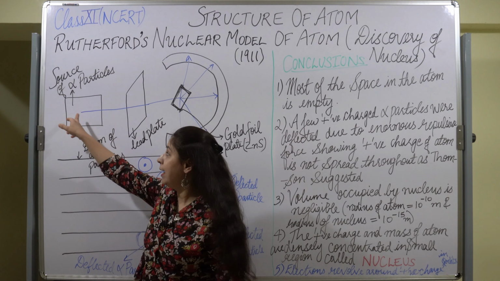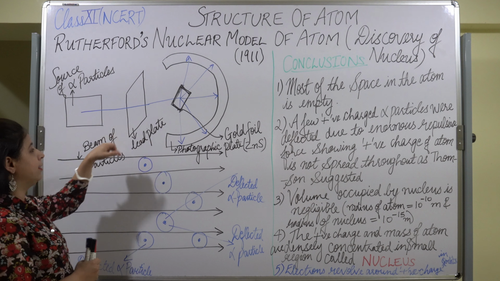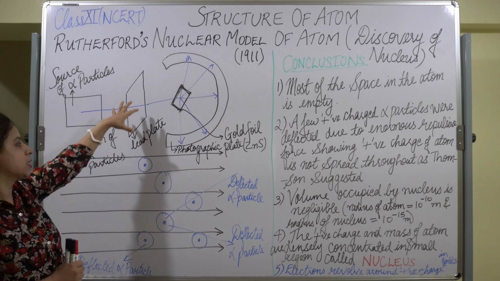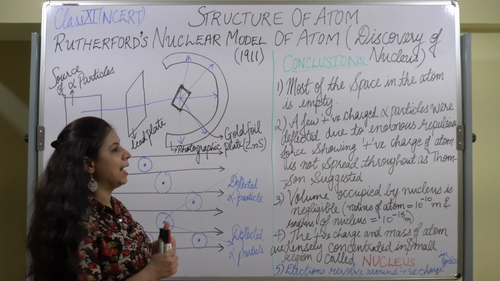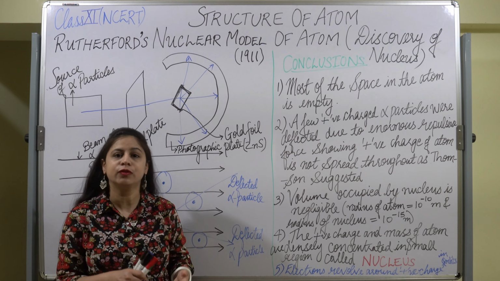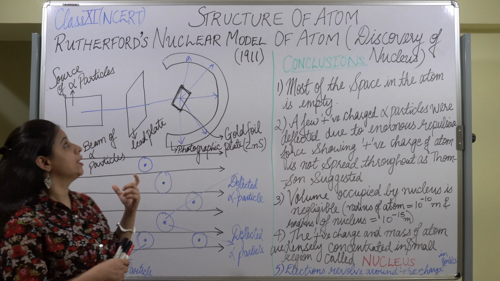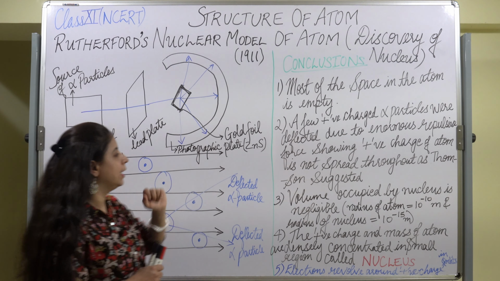Rutherford had taken a source of alpha particles, then a lead plate or a lead chamber with a hole. The source of alpha particles was covered with this lead plate. Then he took a gold foil. As the name suggests, it is the gold foil experiment, also popularly known as Rutherford's atomic nuclear model. It was done around the year 1911.